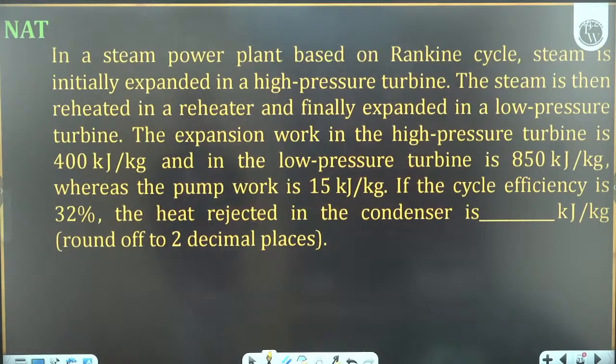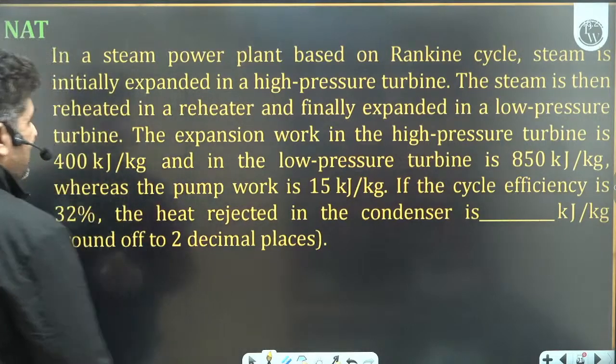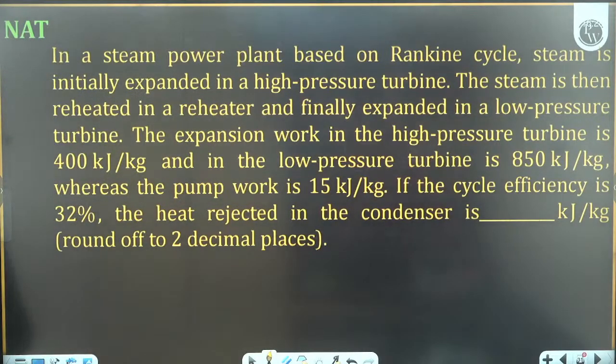Now this question is on steam power plant. It says, in a steam power plant based on Rankine cycle, steam is initially expanded in a high pressure turbine. The steam is then reheated in a reheater and finally expanded in a low pressure turbine. The expansion work in the high pressure turbine is 400 kilojoule and in the low pressure turbine is 850 kilojoule, whereas the pump work is 15 kilojoule. If the efficiency of cycle is 32%, then the heat rejected in the condenser is.